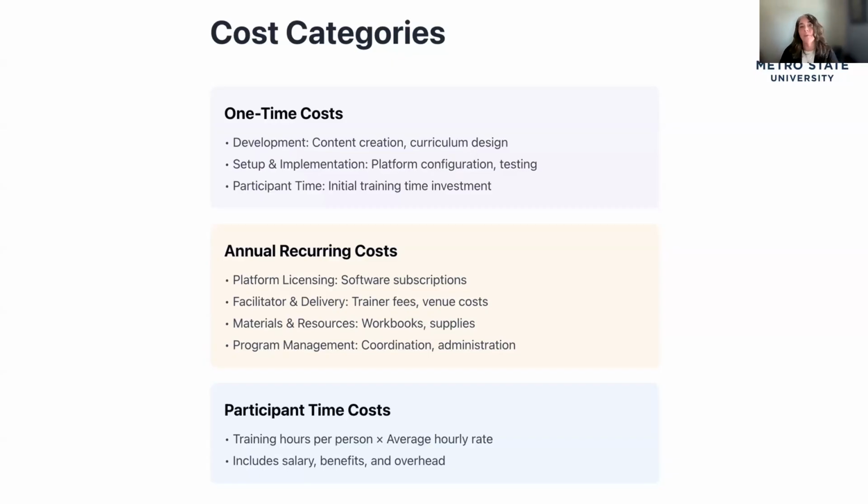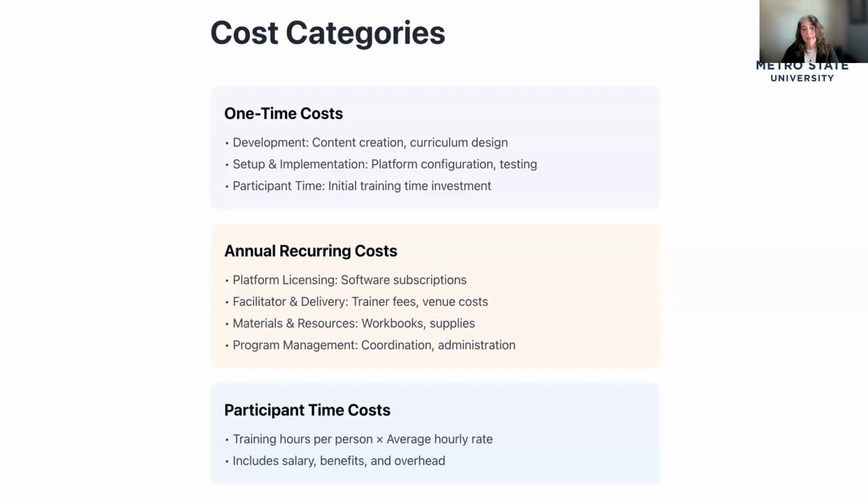There are also annual recurring costs, and it's important to keep these separate because they point to different things in the ROI. The annual recurring costs are things like, let's say you have a platform that you're using, so you need software licenses or subscriptions. Let's say you have a facilitator that you hire externally, so you have training fees. Maybe there are venue costs depending on how your budget works. Then there are the actual expenses like workbooks or printed supplies or things like that. And then the time for program management. Oh my gosh, it takes a lot of time and effort to coordinate and administer these programs.